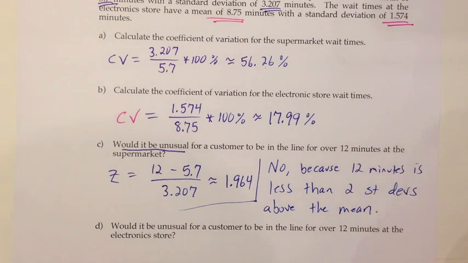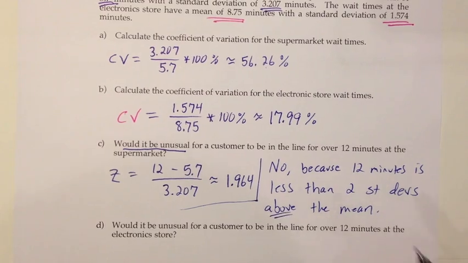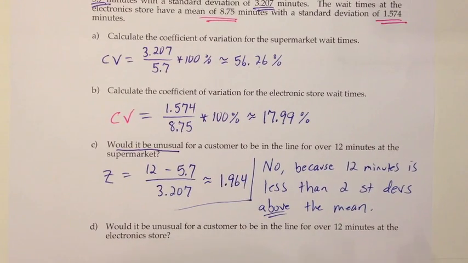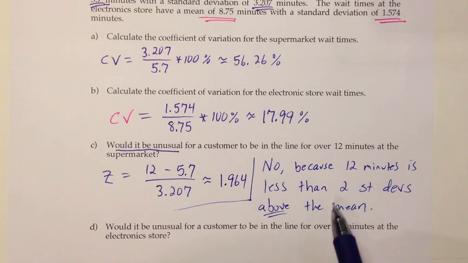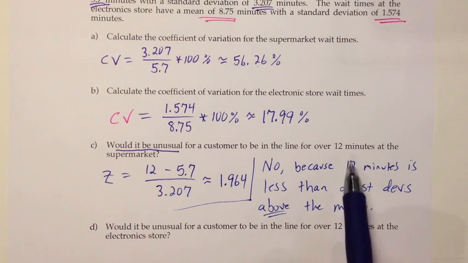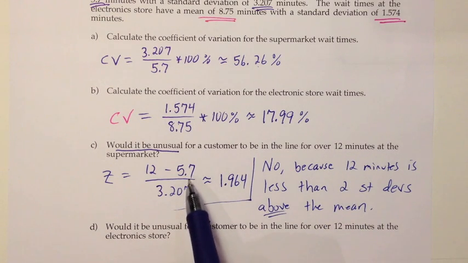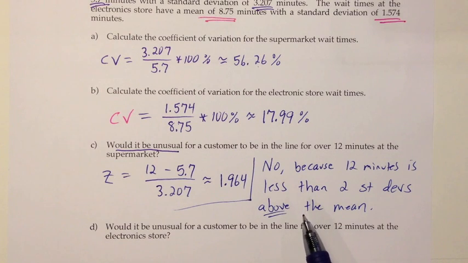This isn't a huge deal, but I did actually say that it's talk about above the mean instead of away from the mean. They're only talking about long wait times here, so I want to point out, no, that's not an unusually long wait time because it's not that many standard deviations above the mean. You could still say away, but I kind of like to emphasize the direction since they're talking about a specific direction. So even though the average wait time at the supermarket is 5.7 minutes, this is telling us we shouldn't be surprised if we end up in that line for 12 minutes.